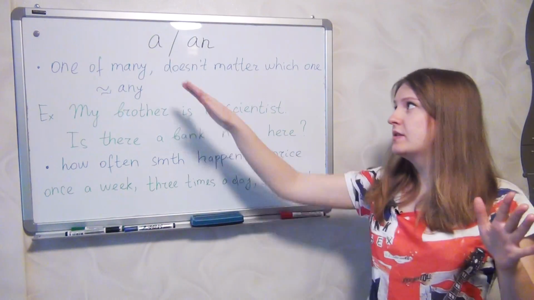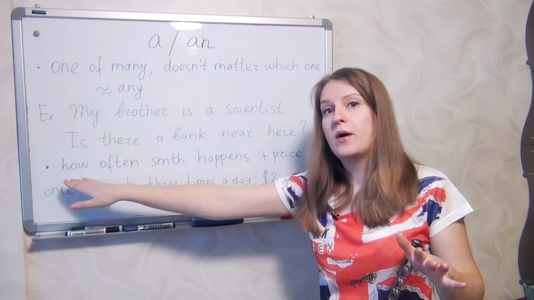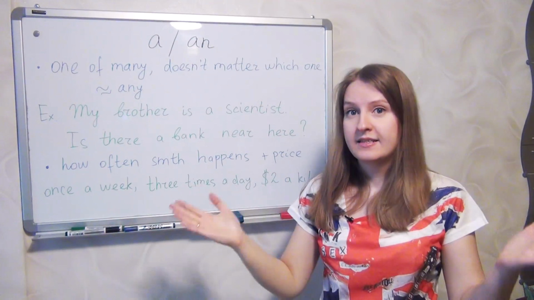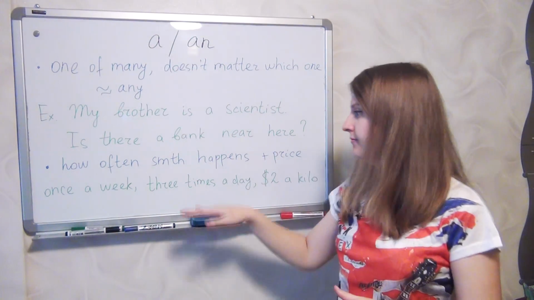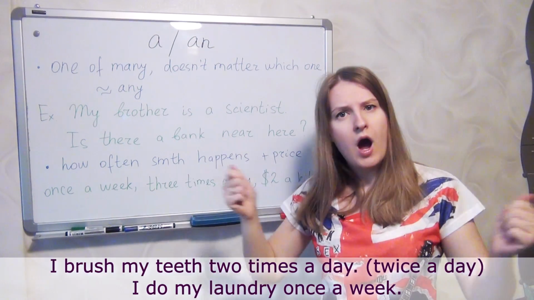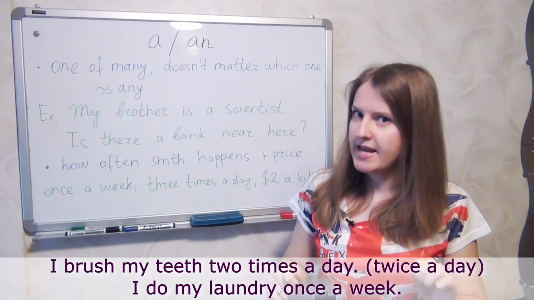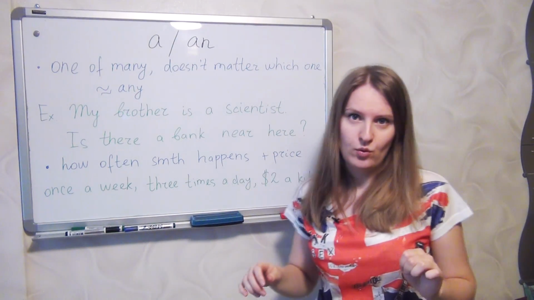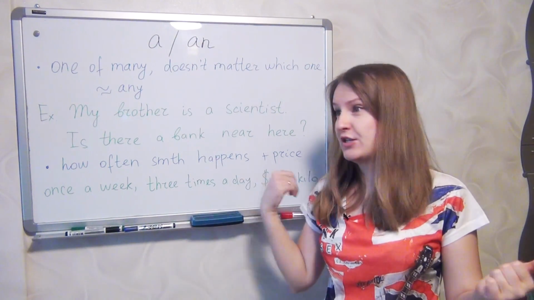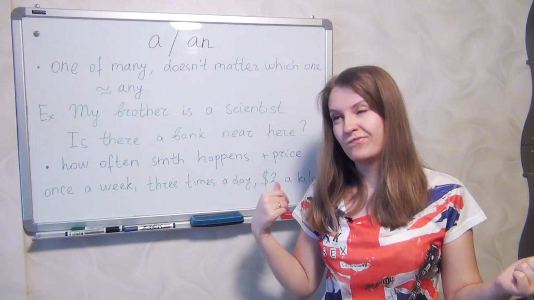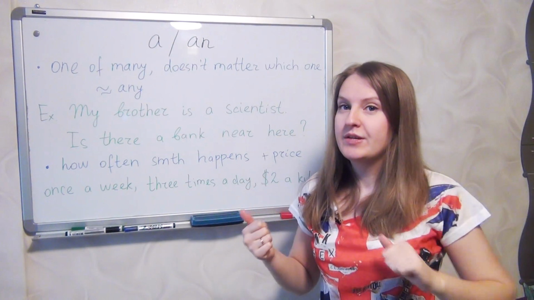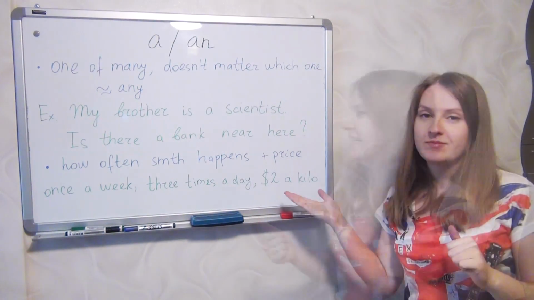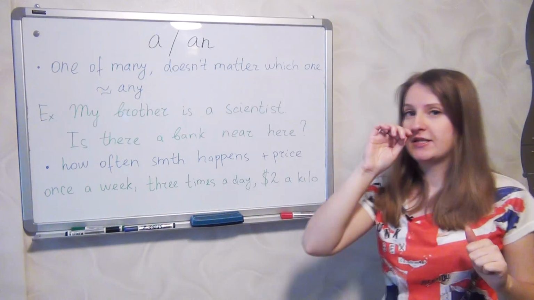So we also use this article when we talk about how often something happens, or when we talk about prices. Once a week, 3 times a day. I brush my teeth 2 times a day. Do you? $2 a kilo. What can cost $2 a kilo? Or $30 a barrel. We also use the indefinite article.